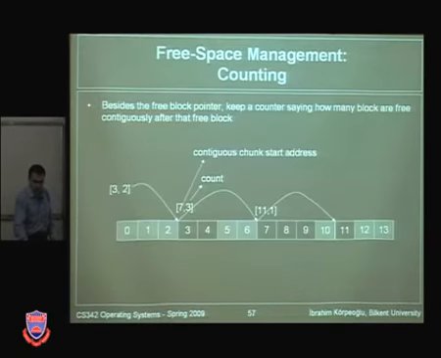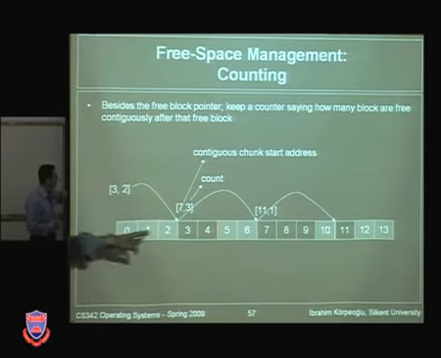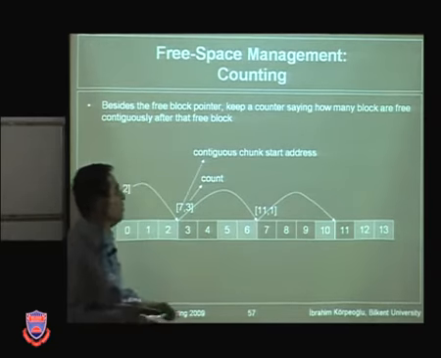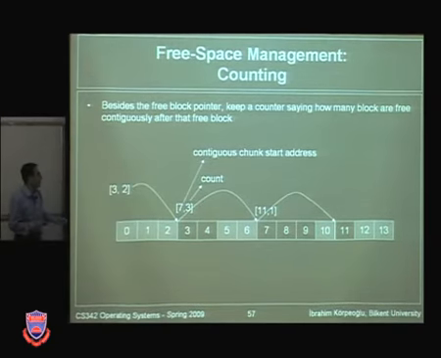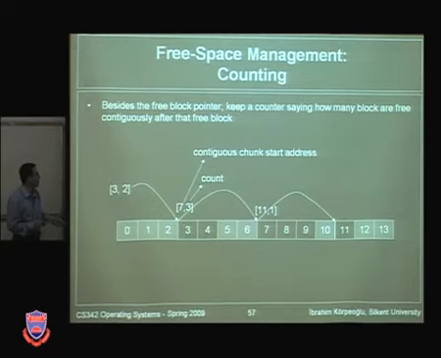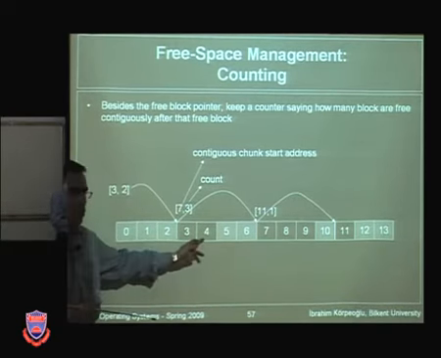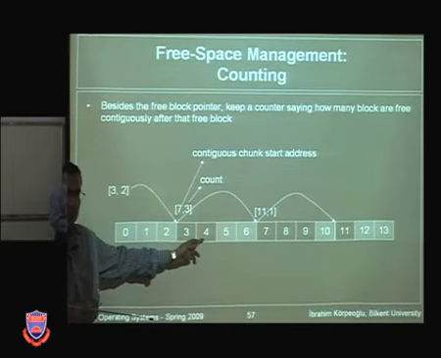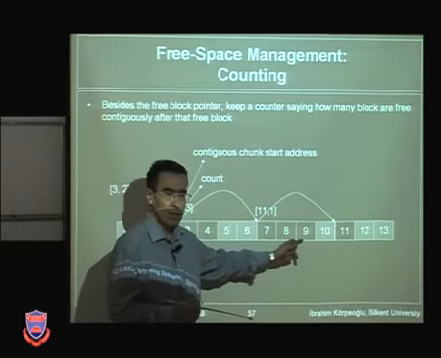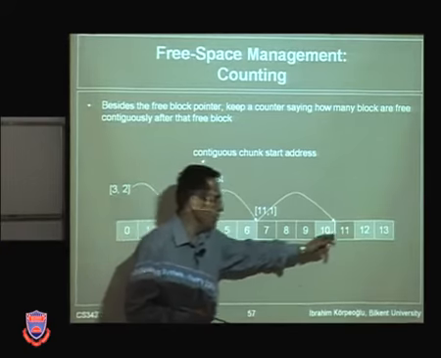So another method to keep track of the free space on a disk is the counting method. This is similar to the free block pointer method. Besides the free block pointer in each block, we also keep a count saying how many blocks are free contiguously after that free block. So here, for example, we have 2 contiguous blocks that are free. Here we have 3 contiguous blocks that are free. Here we have 1, and so on.